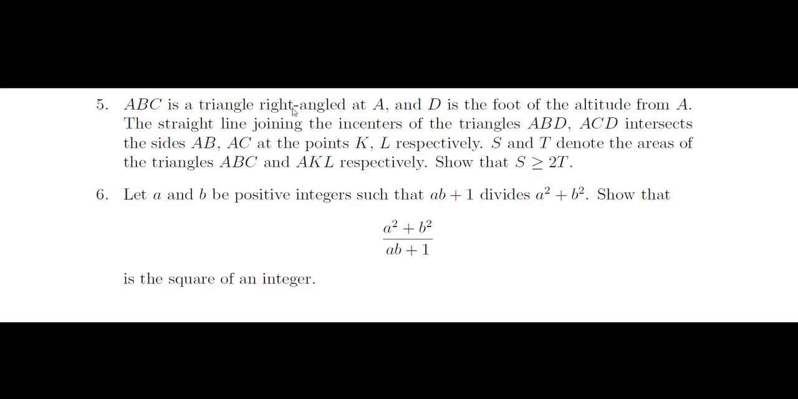So ABC is a triangle right angled at A, and D is the foot of the altitude or perpendicular from A. The straight line joining the incenters of the triangles ABD and ACD intersects the sides AB and AC at the points K and L respectively. S and T denote the areas of the triangles ABC and AKL respectively. Show that S is greater than or equal to 2T. So you have to prove that the area of triangle ABC is greater than or equal to 2 times the area of triangle AKL.